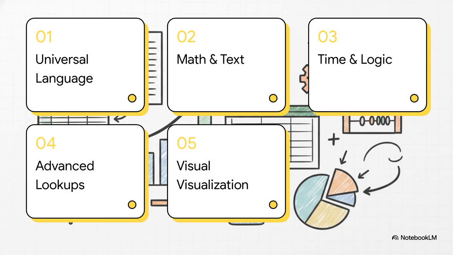All right, here is our roadmap for the Explainer today. First up, the universal business language. Second, essential math and text. Third, time, logic, and counting. Number 4, advanced referencing and lookups. And finally, refinement and visualization. Let's not waste any time.